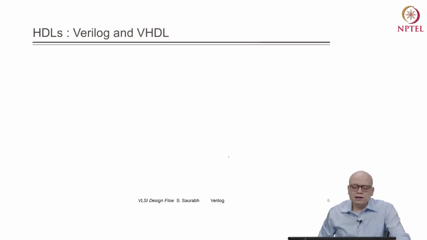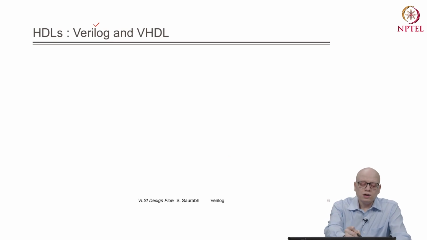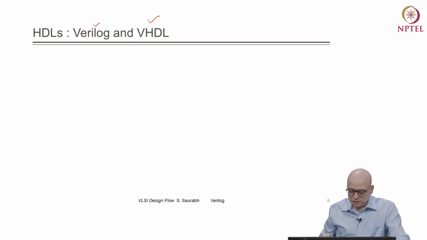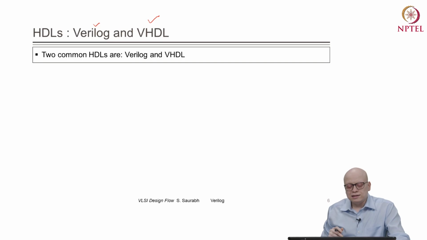Now, in the early 1970s, there was a lot of research regarding hardware description languages, and many were proposed. Finally, the two hardware description languages that became popular were Verilog and VHDL. These are currently the most popular languages used for modeling hardware. So, let us look into them briefly.